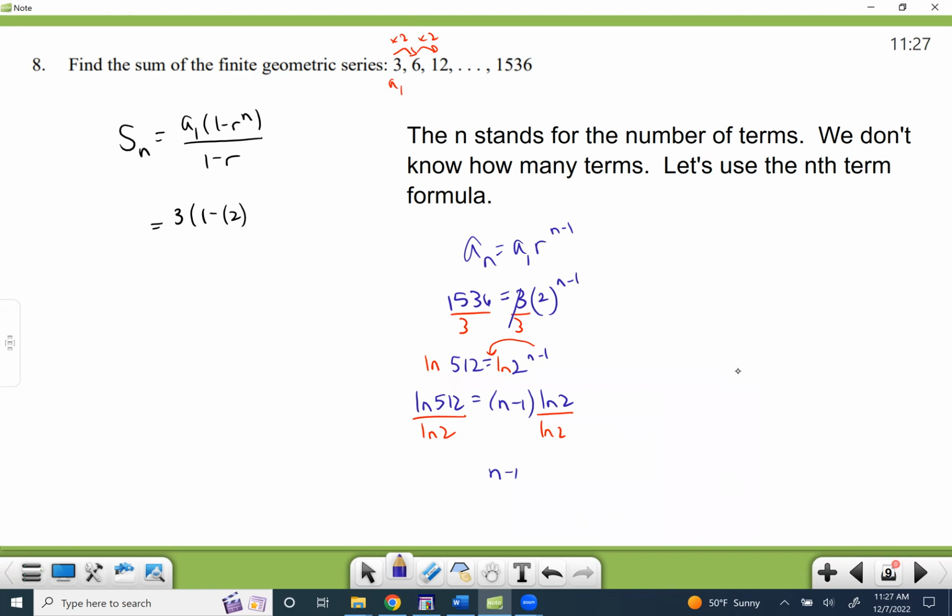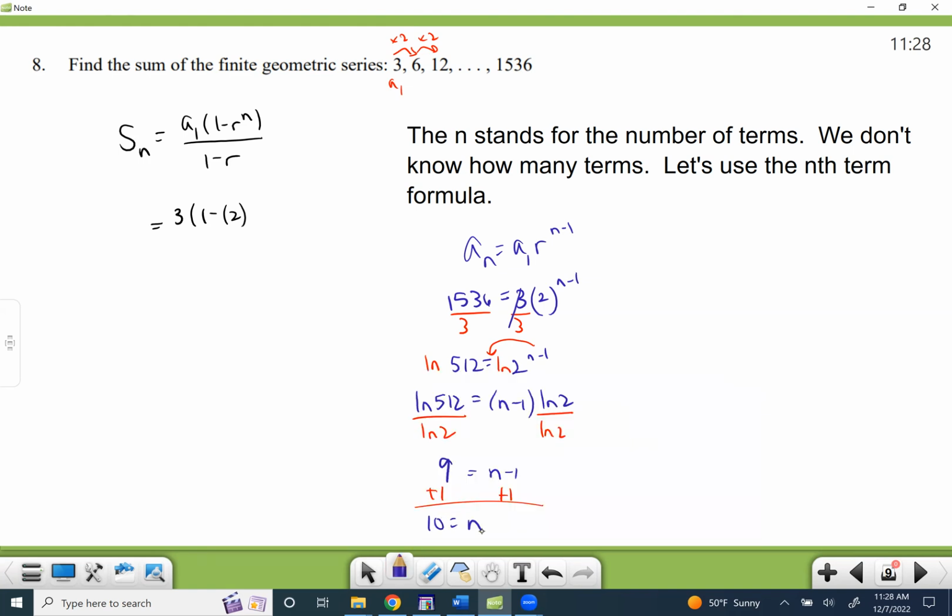So we have n minus 1 equals whatever the heck that is. So let me go to my calculator. Natural log of 512 divided by natural log of 2. I'm getting 9. There we go. So then we just got to add 1 to both sides. Plus 1, and we get that n equals 10.